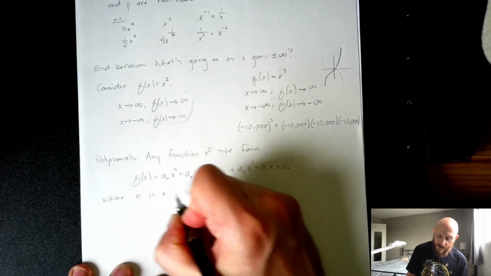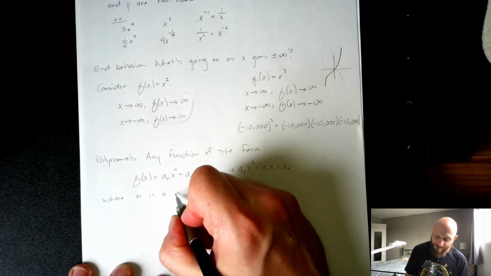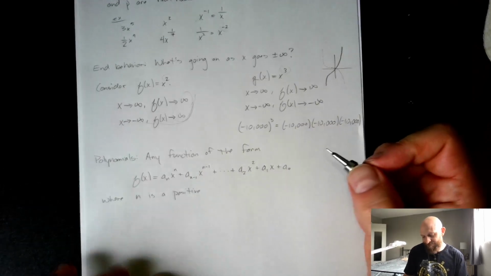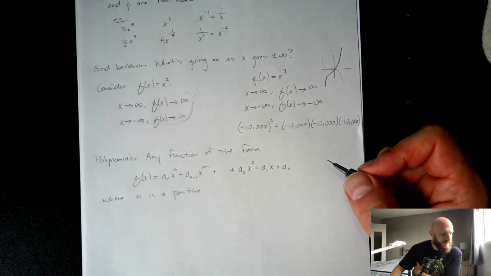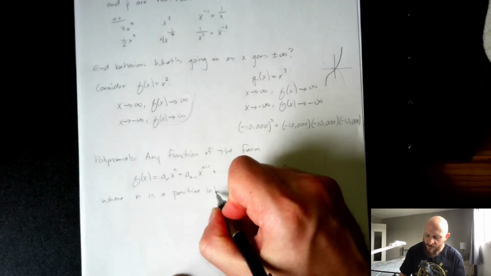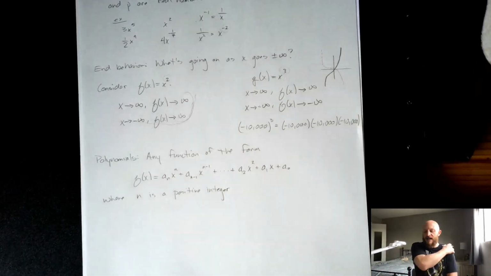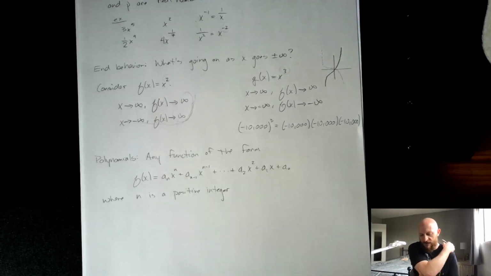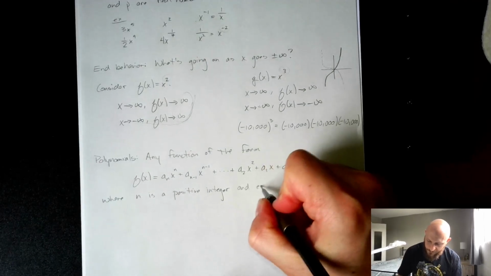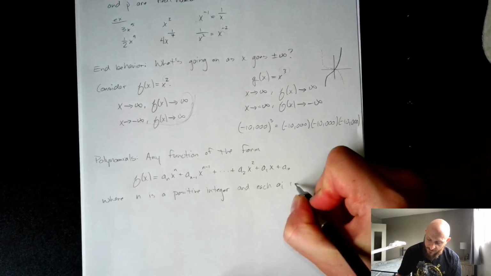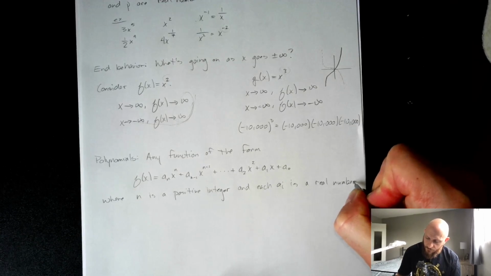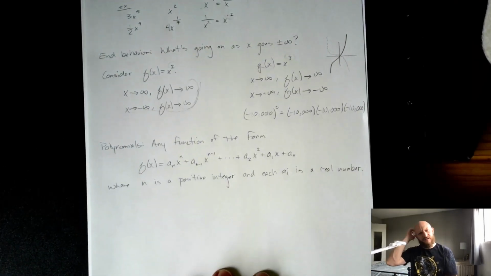n is a positive, I was going to say positive non-zero. I guess, yeah, positive integer. Maybe it would be better to say non-negative. That's what I should have said, not non-zero, non-negative. N is a non-negative integer, and each a sub i is a real number. So yeah, kind of a nasty definition.